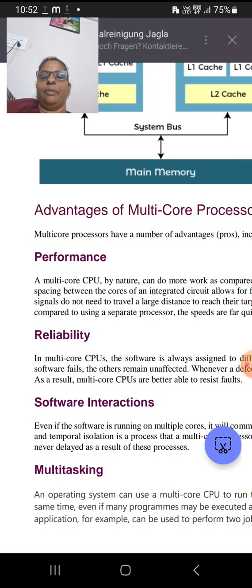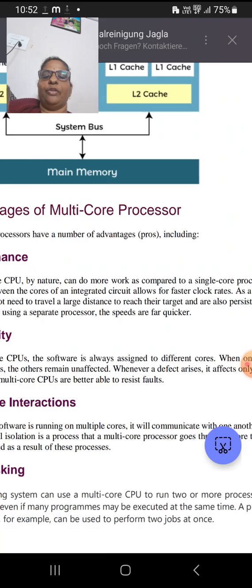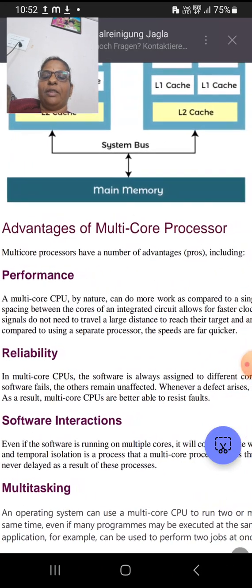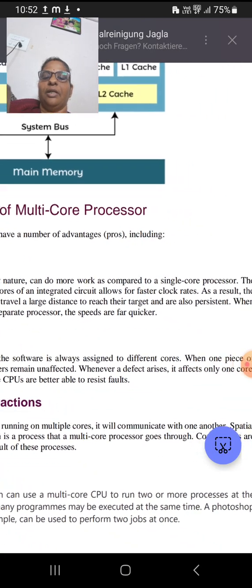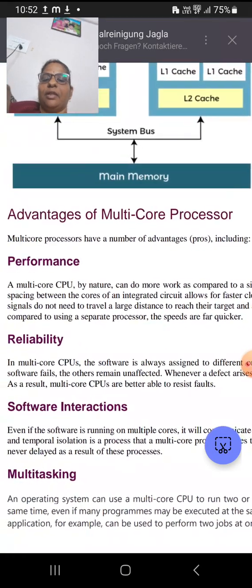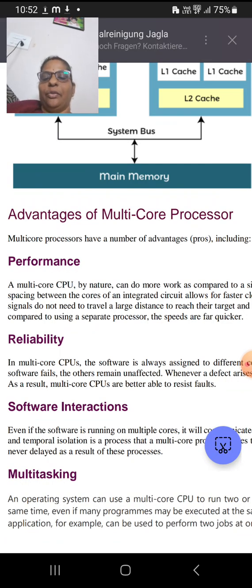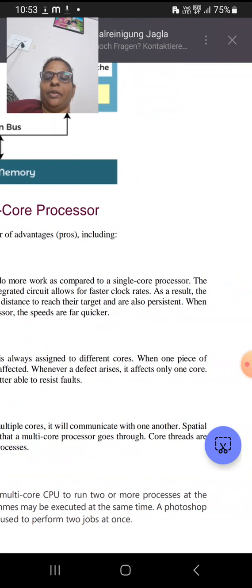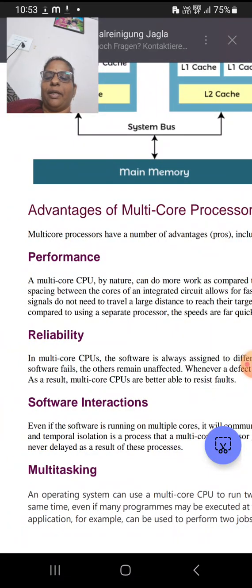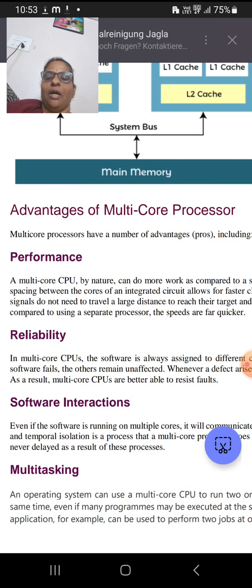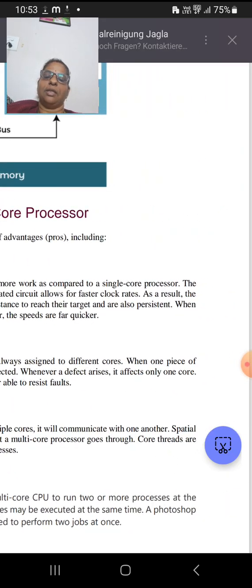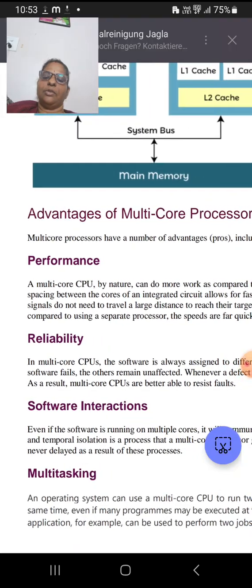Reliability: in a multi-core CPU, software is always assigned to different cores. When one piece of software fails, it affects only one core and not the others. As a result, multi-core processors are better able to resist faults. Software interaction: even when the software is running on multiple cores, the programs communicate with one another. The spatial and temporal isolation of a process in a multi-core processor goes through threads to deploy the results of the process.